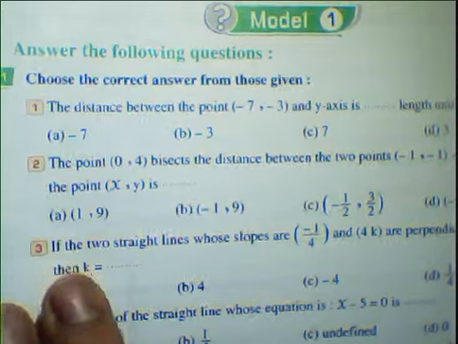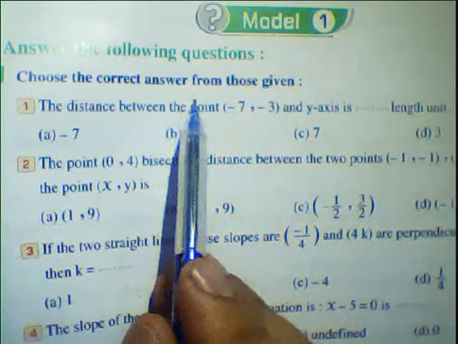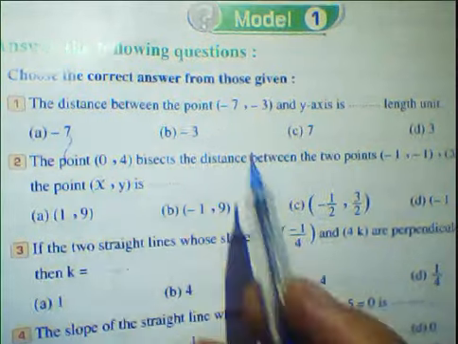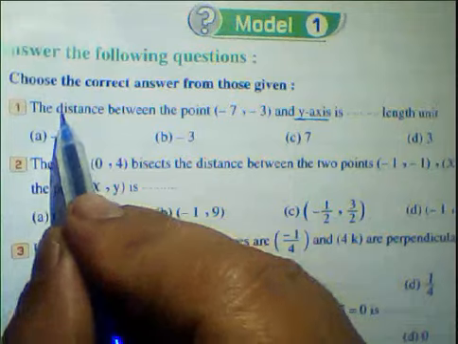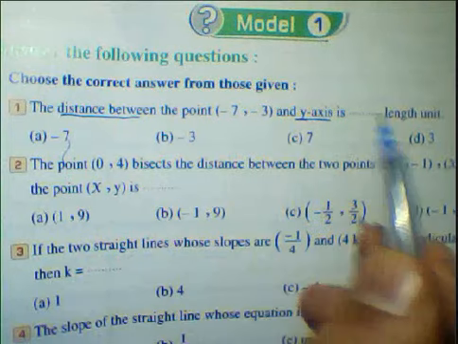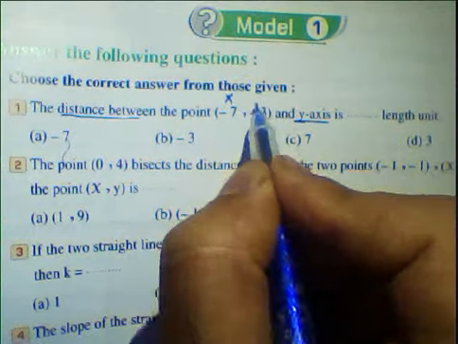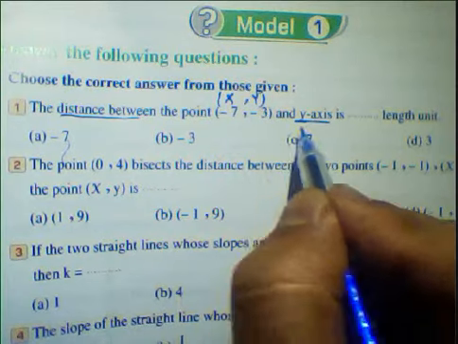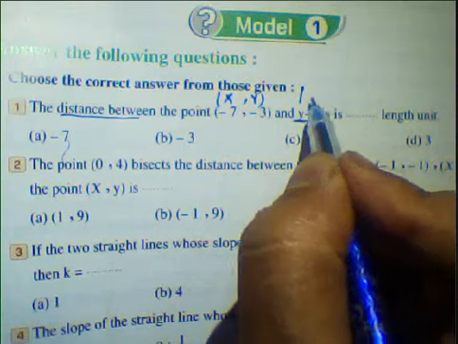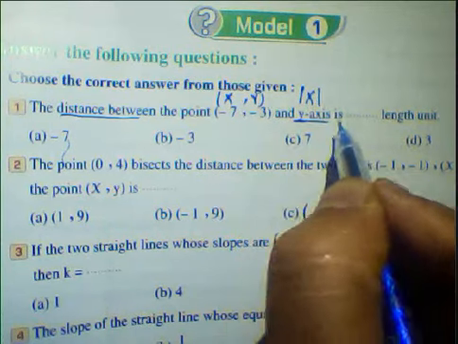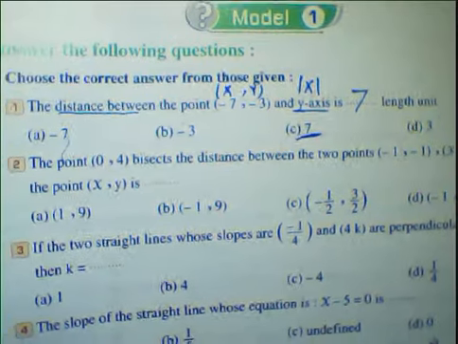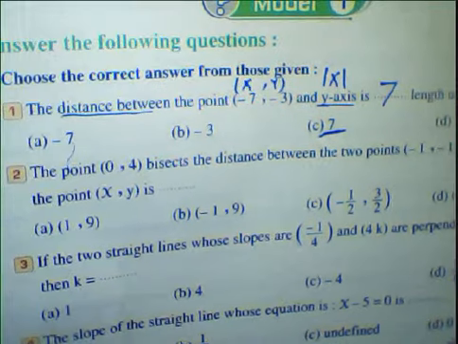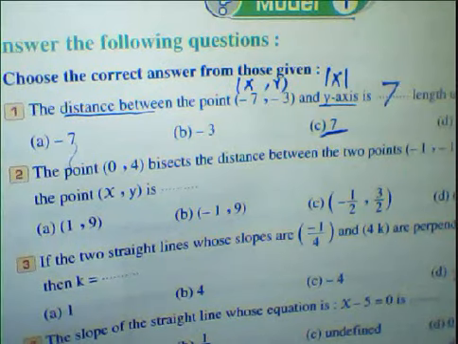Exams on unit 5. Number 1, choose the correct answer from those given. The distance between the point (-7, -3) and the y-axis. He asked about the distance between the point and the y-axis. We know it's a point (x, y), and he wants to find the distance between the point and the y-axis. We must find the absolute value of x. It will be 7. The distance between the point and the y-axis is the absolute value of x.